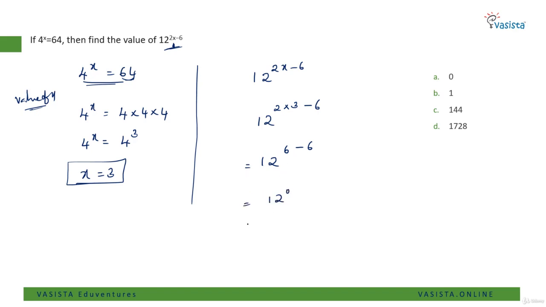So 12 to the power of 0 is nothing but what? 1, right? So that is, a to the power of 0 is always 1, right? Option B is the right one.